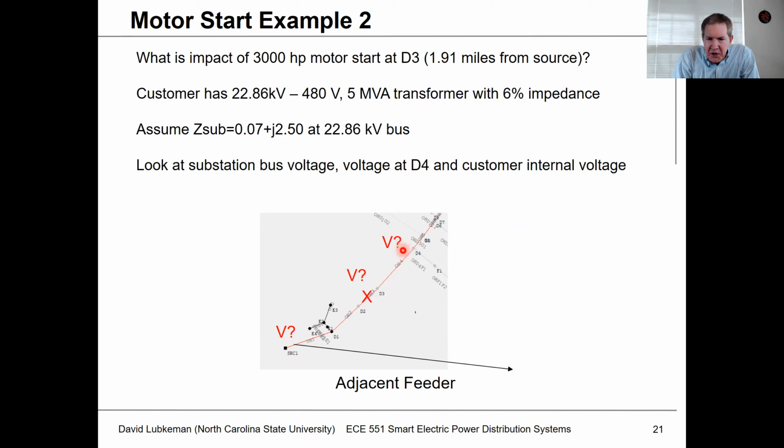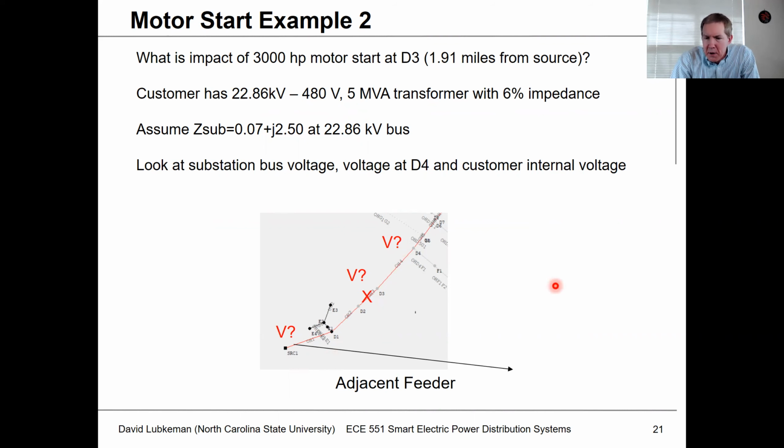And then we have another location we're interested in looking at voltage sag at, which is going to be at D4. So the customer is going to have a 5 MVA transformer, 6% impedance. We'll assume that the substation value is 0.07 plus j2.5 ohms at the 22.86 kV bus.